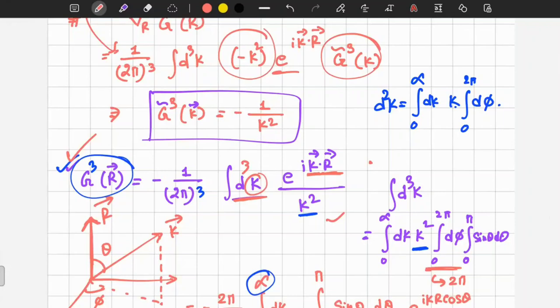The main method is this: we have to break that G into a singular part and a regular part. Then we can do that. In the regular part we can neglect, and from the singular part, in case of 2 dimensions, there will be 1/2 pi ln r.